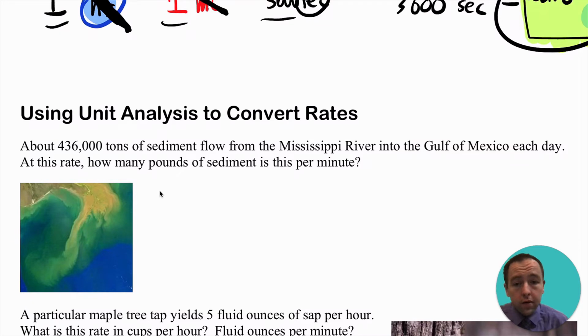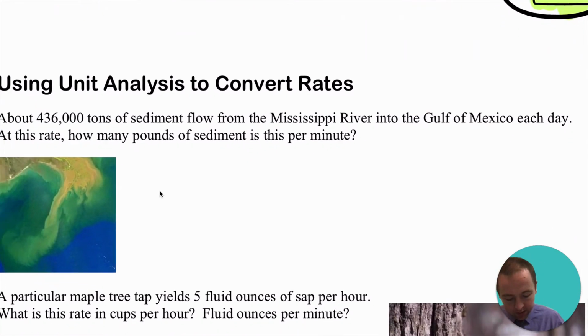So in this particular problem right here, dealing with the Mississippi River, there's 436,000 tons of sediment that flow from the Mississippi River up into the Gulf of Mexico every day. So assuming this rate continues, how many pounds of sediment is this per minute of time? It'd be interesting to know. Probably going to be a lot if it's 436,000 tons, right? That's per day. Just come out to be a lot per minute.